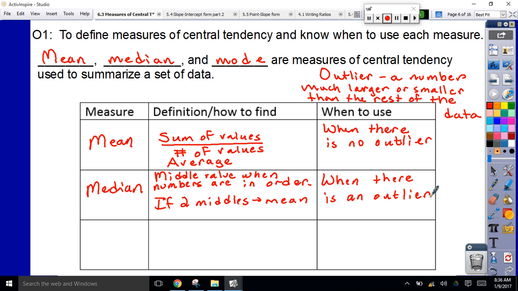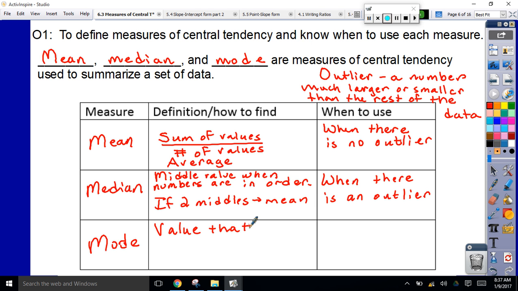Okay, last one is the mode, and this is considered to be a measure of center, but it doesn't really measure the center in quite the same way as the other values. You can tell me what the mode is. Bailey? Yeah, it's the number that appears the most. The value that appears the most.